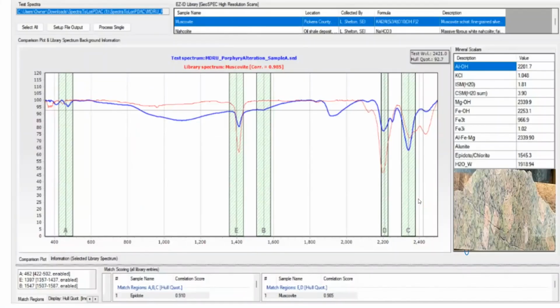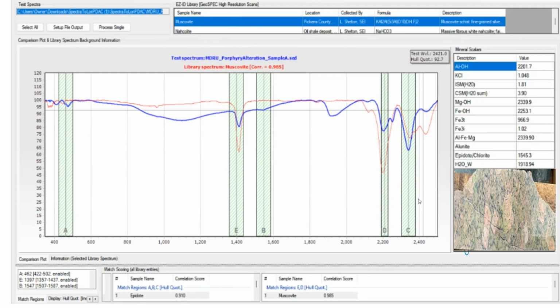campaigns. So let's take a look at some data that's actually from a porphyry copper-moly deposit. All of these samples that I'm going to be showing throughout these next few slides came from MDRU. Again, they do fantastic work on porphyry copper up there in BC.